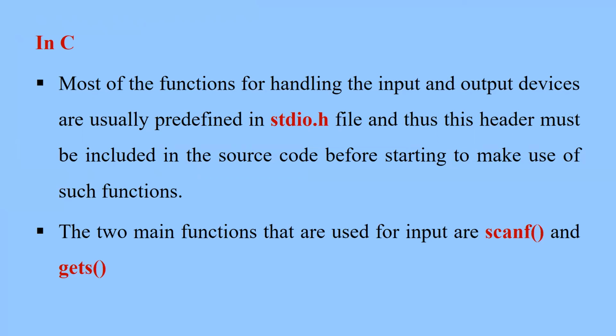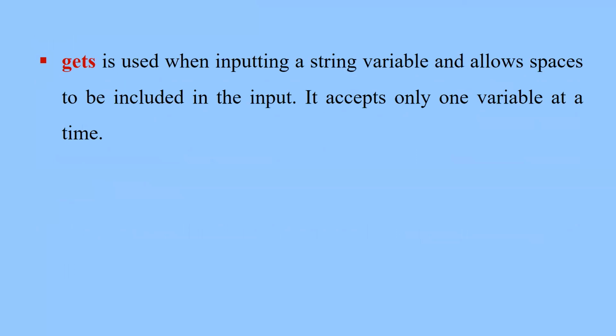The two main functions that are used for input in C are scanf, followed by a parenthesis to indicate a function, and gets. So scanf and gets. In Pascal, it is read or readline. In C, it is scanf or gets. Gets is used when inputting a string variable and allows spaces to be included in the input. It accepts only one variable at a time.